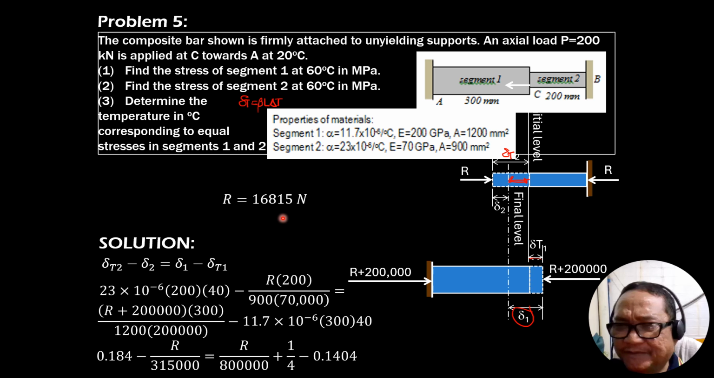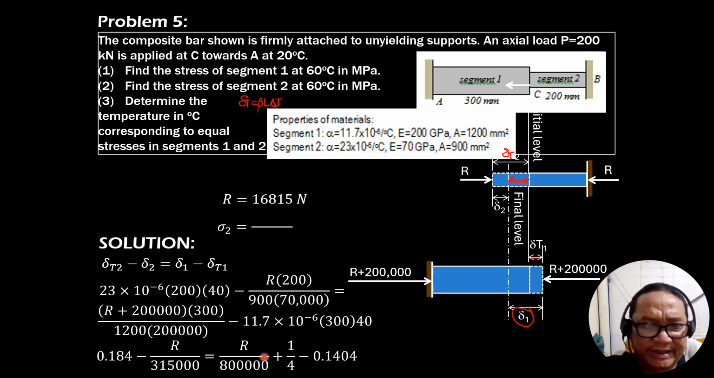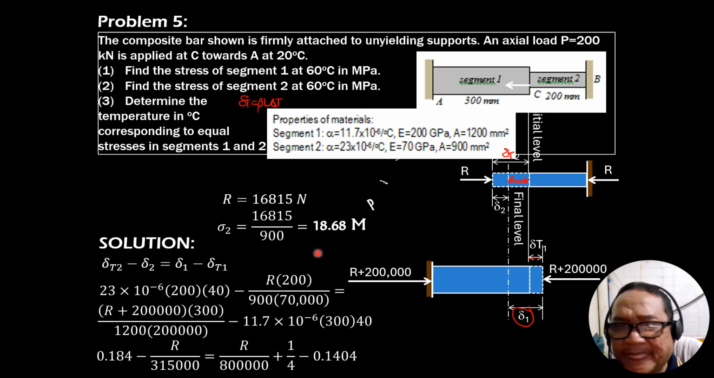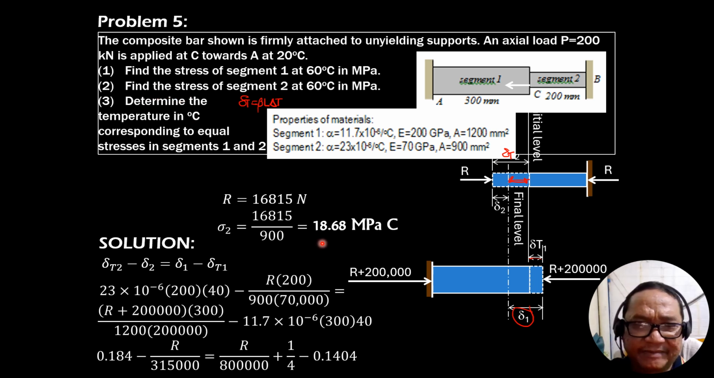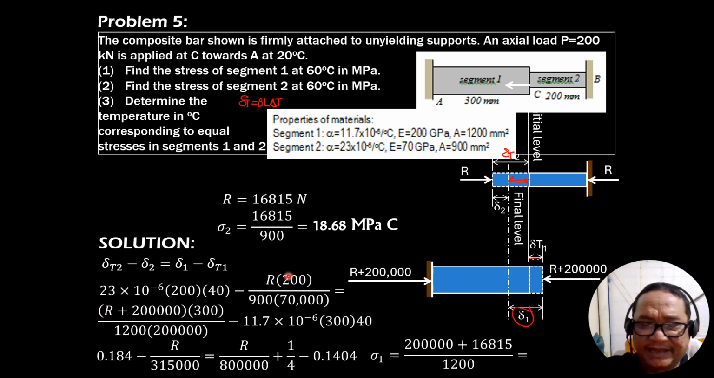Having known the value of R, we can now compute the stress of segment 1, which is R plus 200,000 over area 1,200. Stress of segment 2 is R over area of segment 2, which is 900. So this is the answer to question number 2, 18.68 megapascals compression. So it's compression here. Then stress in segment 1 is R plus 200,000 over 1,200, and that is equal to 180.7 megapascals.